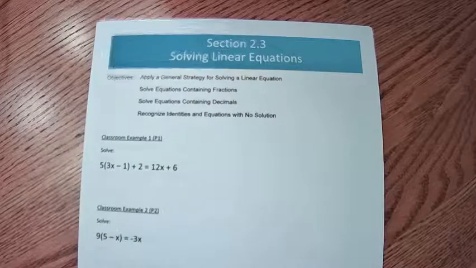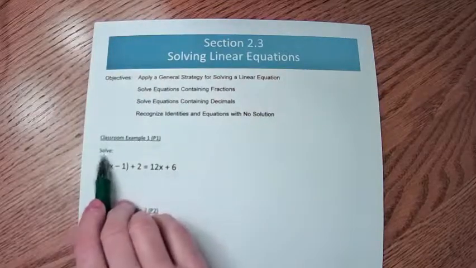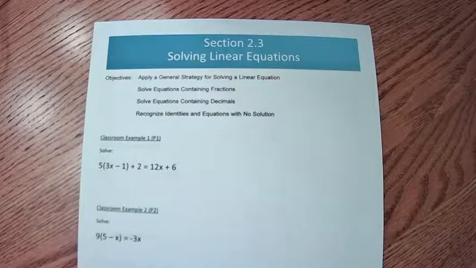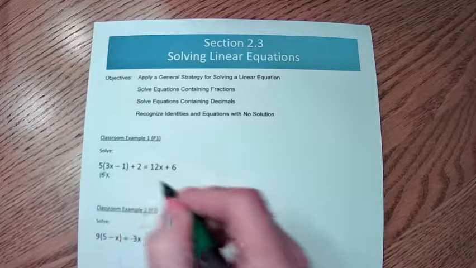All right, so let's look at classroom example 1. When it says solve, we look here and there's only one variable, it's just x. So when they say solve, they mean solve for x. Get x by itself on one side of the equal sign. Well, first step is to remove your parentheses. So we're going to distribute that 5.